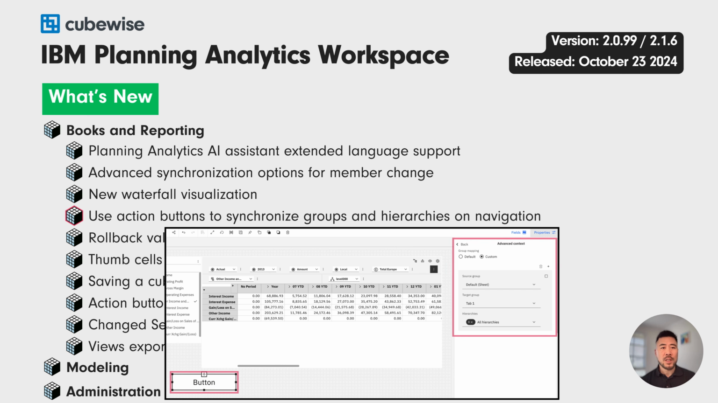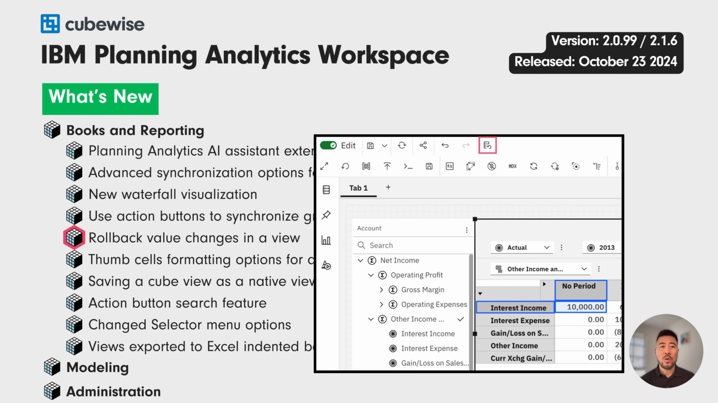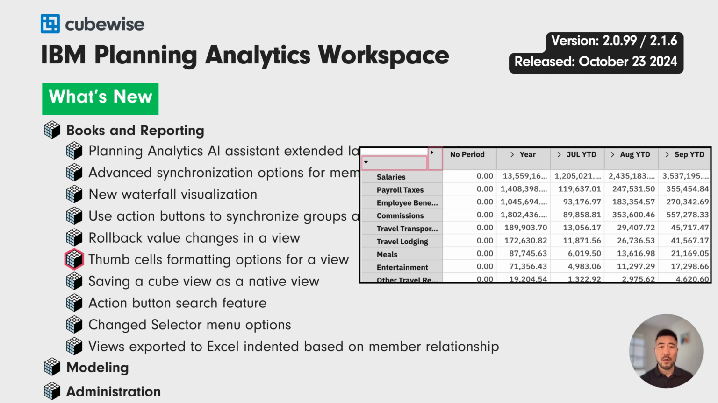This feature allows you to link a source group to a target group and choose which common hierarchies get updated, making it easier to drill through information. A rollback data entry button has been added to the toolbar, which undoes data entries when a mistake has been made. The view's row and column thumb can now be formatted.